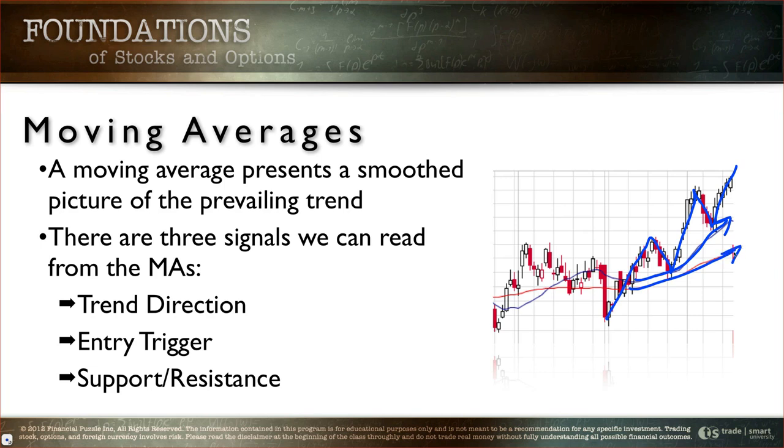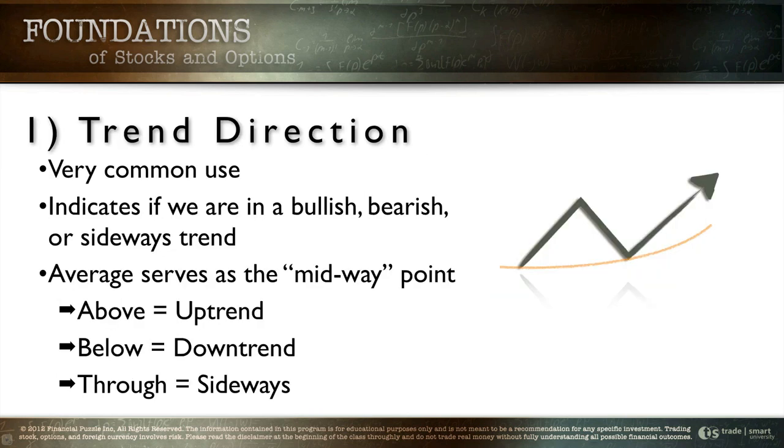There's three signals that we can read from the moving averages. They are the trend direction, the entry trigger that comes from the moving average cross, and your support and resistance. Let's break each of these down as a quick reminder. From the trend direction standpoint, this is the very common usage one. This is the one that pretty much everybody understands about moving averages.